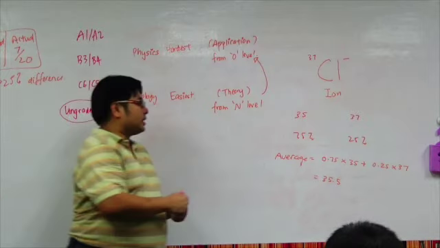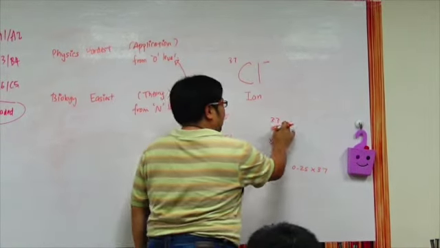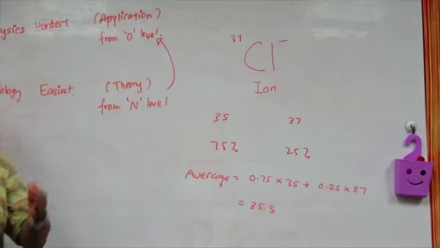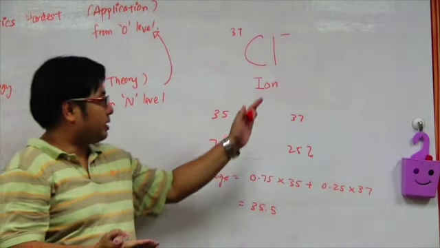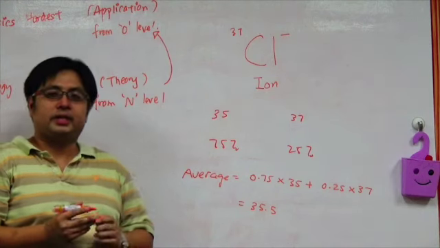It's the same thing as saying that 3 parts are 35 and 1 part is 37. So what's the average? 35 plus 35 plus 35 plus 37, divided by 4. That's why they get 35.5 as the average mass.